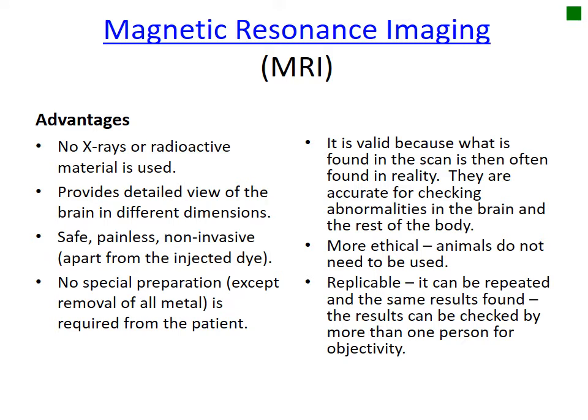It's valid because what is found in the scan is often then found in reality. So, for example, if an MRI scan shows up a brain tumour or a structure within the brain, when surgery has then happened, it's then proved to be valid in that it has been found in the area of the brain identified by the MRI scan.